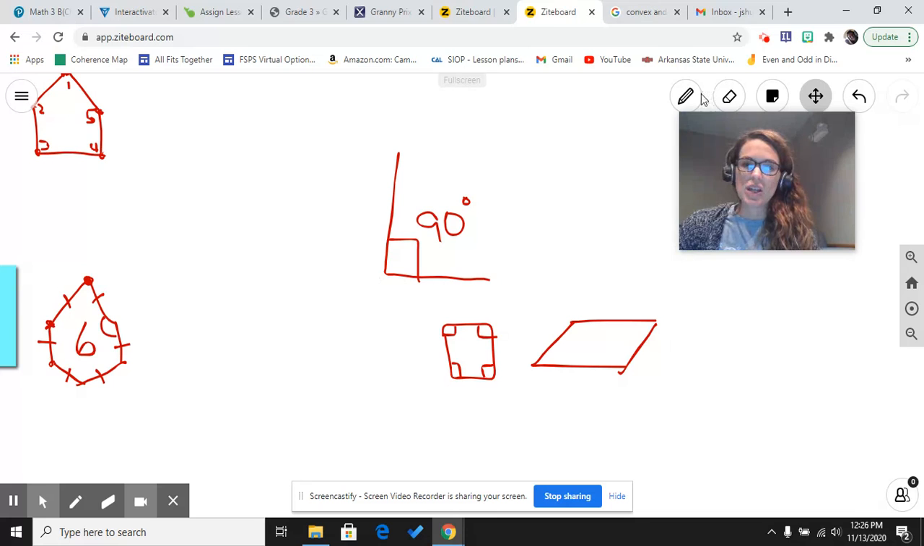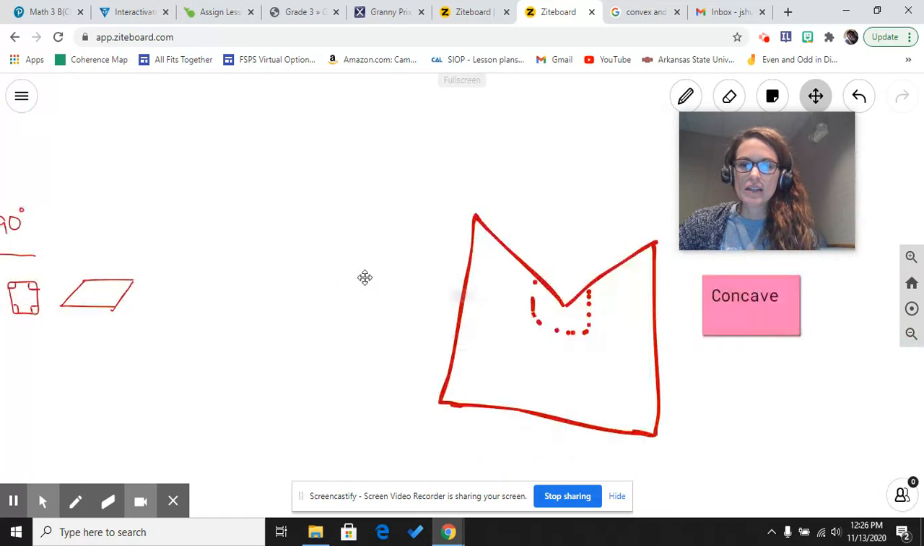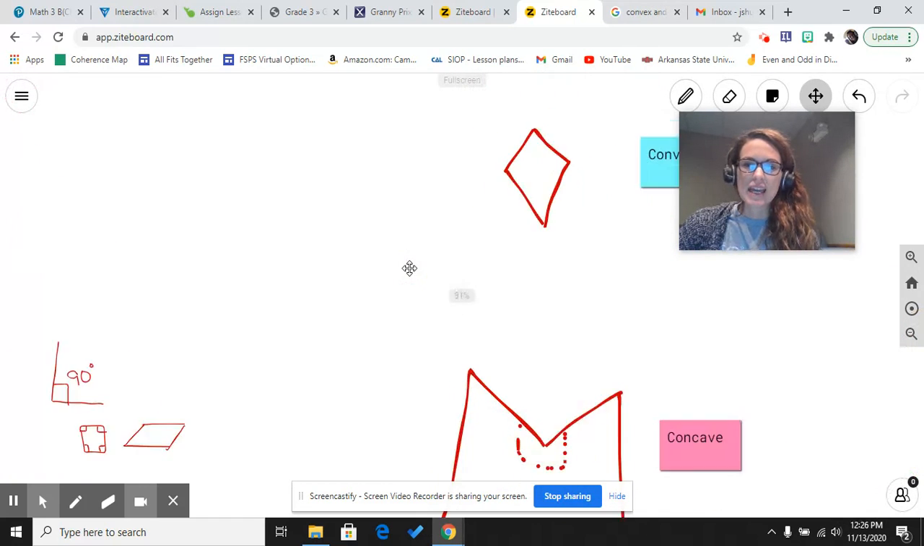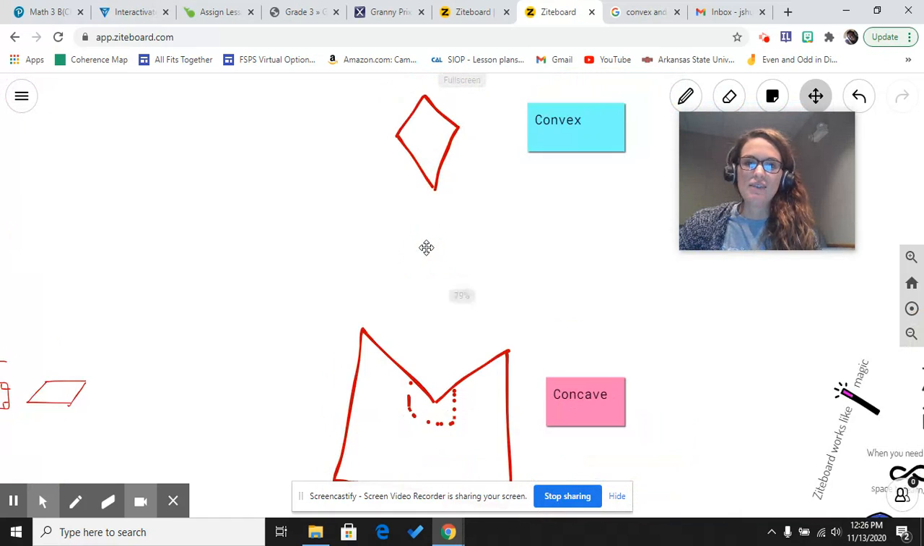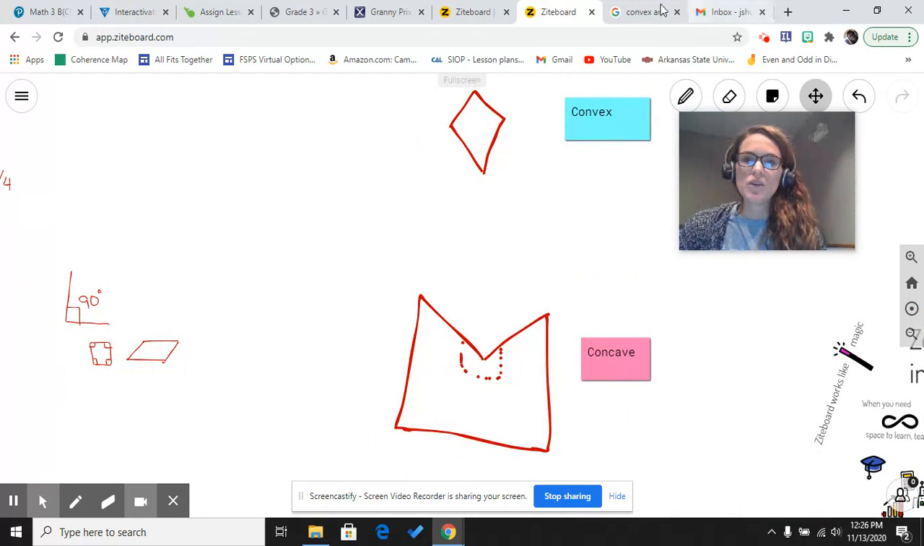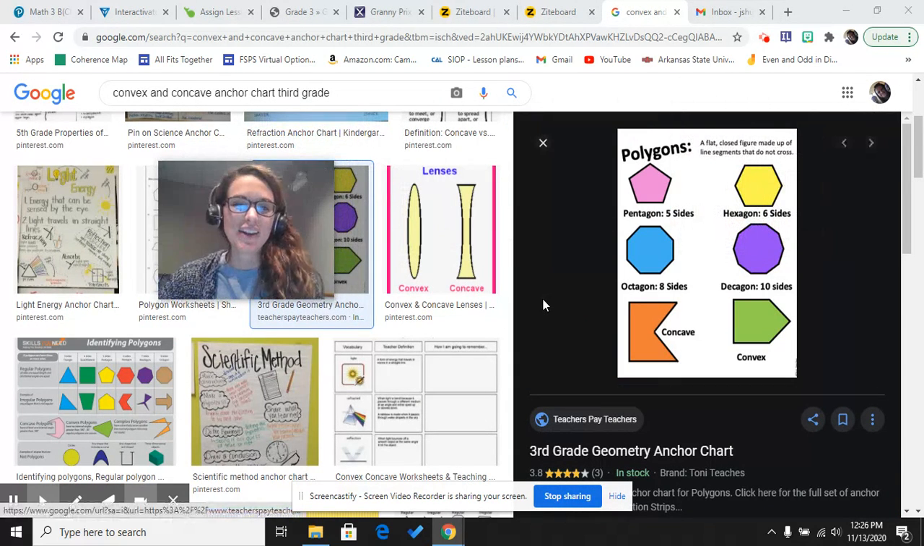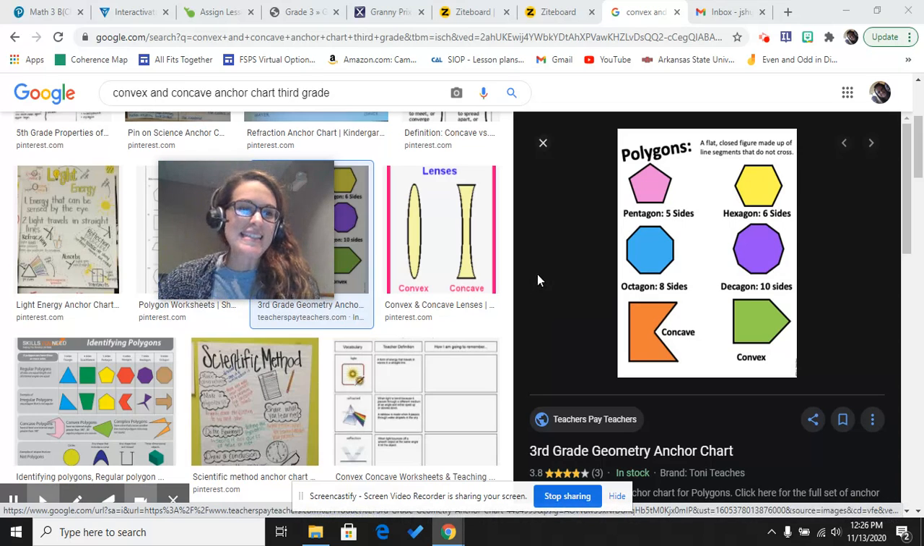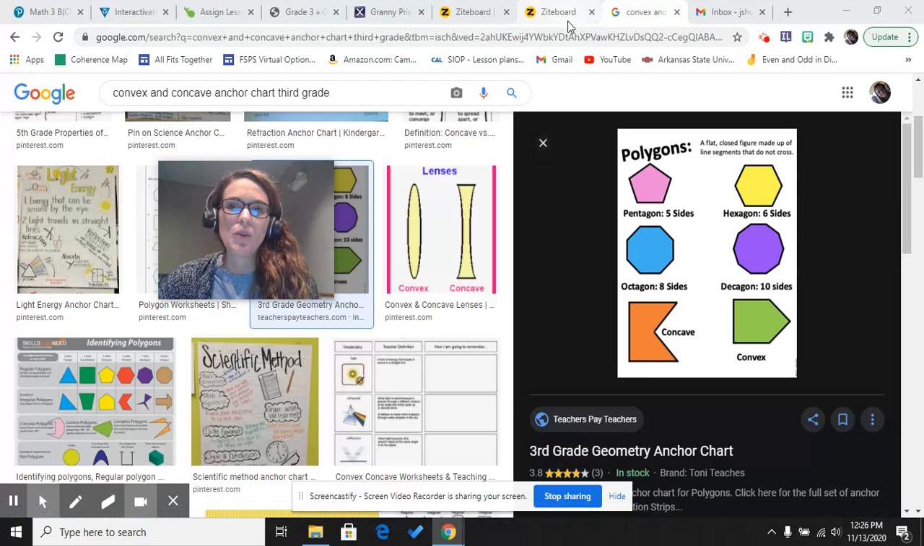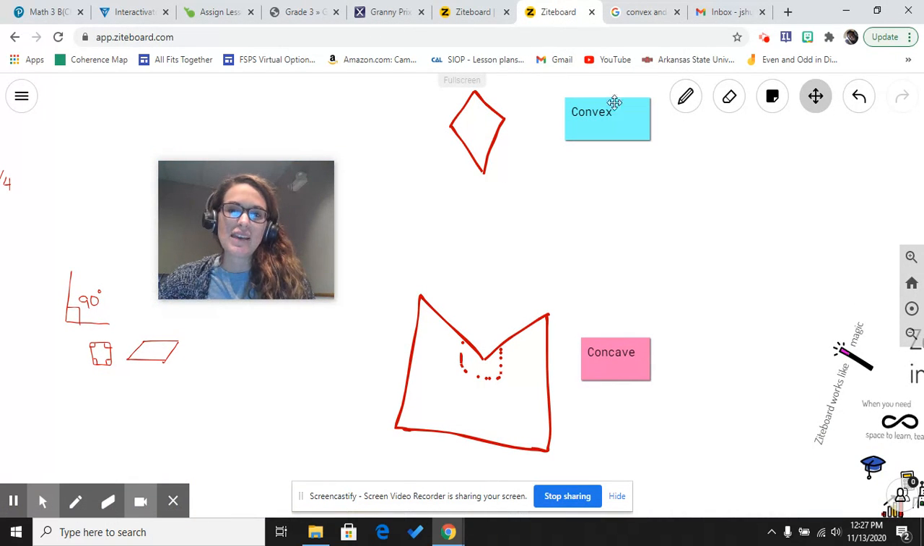Another reason that you're going to need to know that is there is nothing in the lesson that I saw that taught you these words, but on your test, it's going to ask you about some convex and concave shapes, okay? Now, when I Googled to find an anchor chart for this, I saw so many words, concave and convex, talking about lenses and light energy. And so these are actually really good words to know. But concave and convex, how we're talking about them, is simply going to be if any of the angles are larger than 180. And 180 is just a straight line.